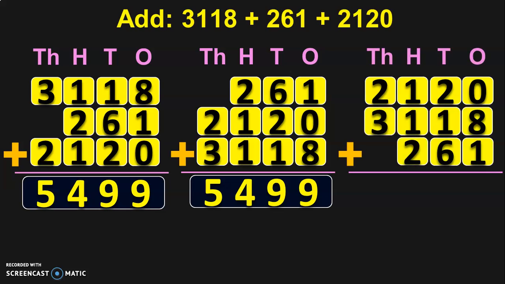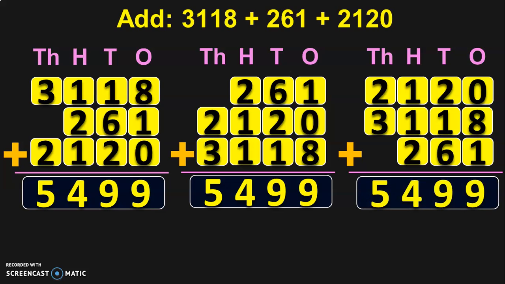Let us try with another order, writing 2,120 first. Next, write down the remaining numbers. Begin the addition from ones place. 0 plus 8 is 8, 8 plus 1 is 9. 2 plus 1 is 3 and 3 plus 6 is 9. 1 plus 1 is 2 and 2 plus 2 is 4. Finally, in the thousands place, 2 plus 3 is 5. So, the property of addition is verified: when three numbers are written in any order, their sum will give you the same answer.